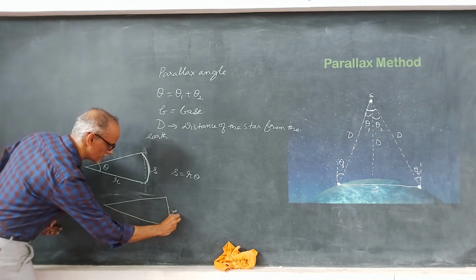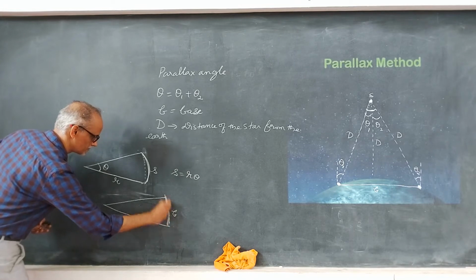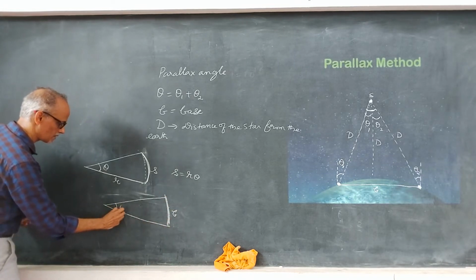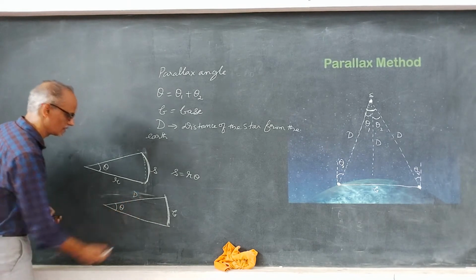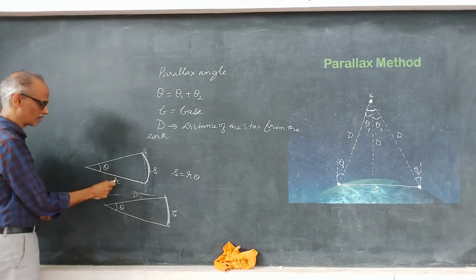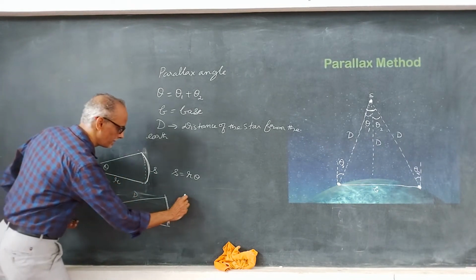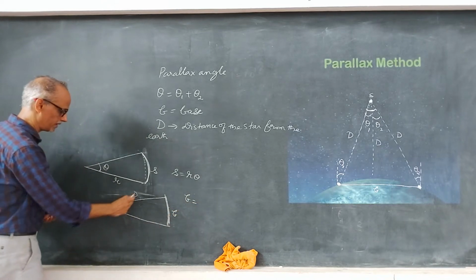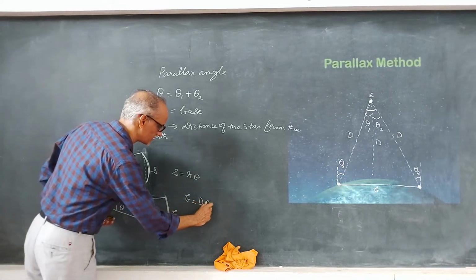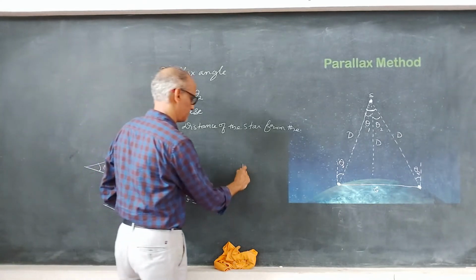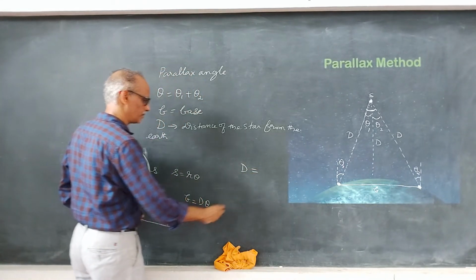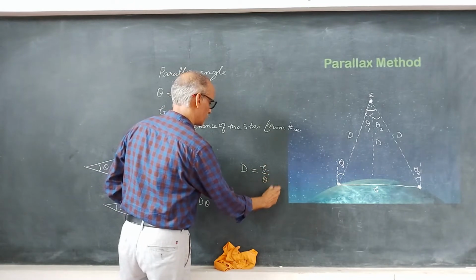So this is B, the base. This is the parallax angle, and this is that distance. So how do we relate? Here S is equal to R theta. Here what I have to write? B is equal to D into theta. But our aim is to find D, and that D is equal to B by theta.